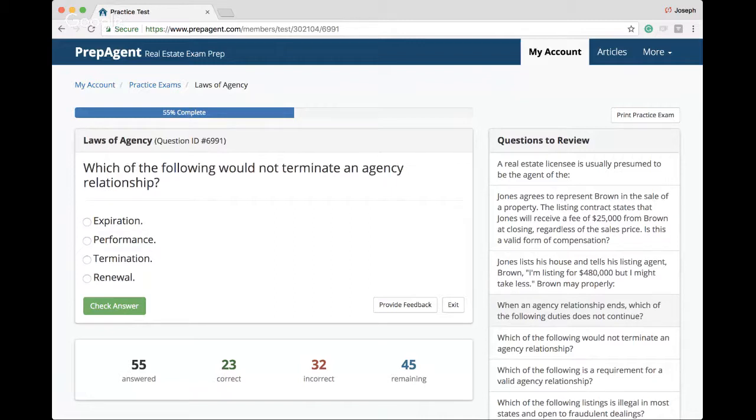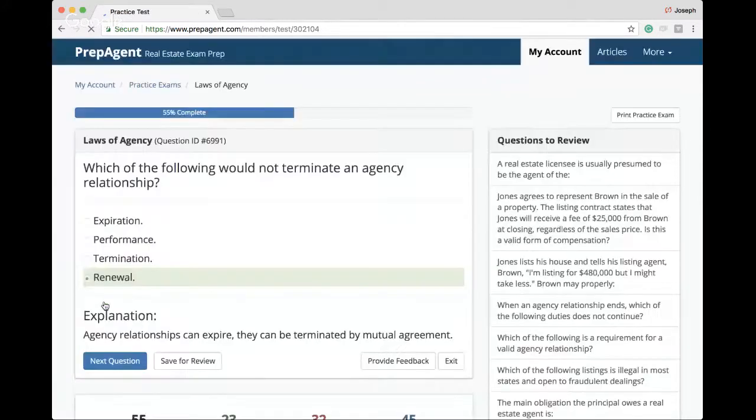Okay, so the answer here would be renewal, because that obviously means you keep the relationship going. All the rest of them: termination is the word terminate, expiration means no longer there, and performance means you completed what was asked of you.